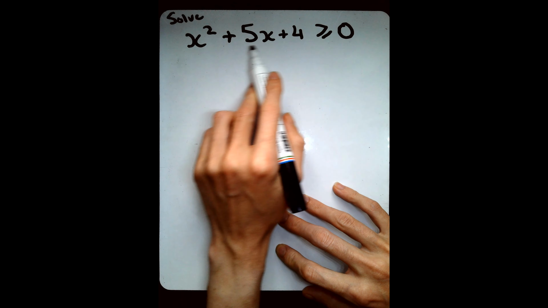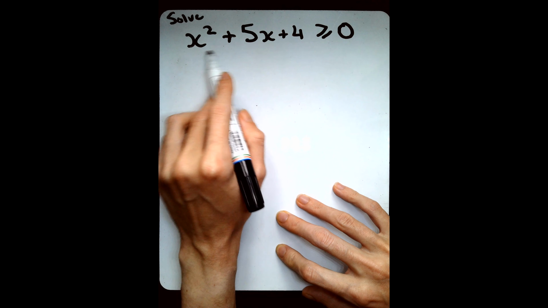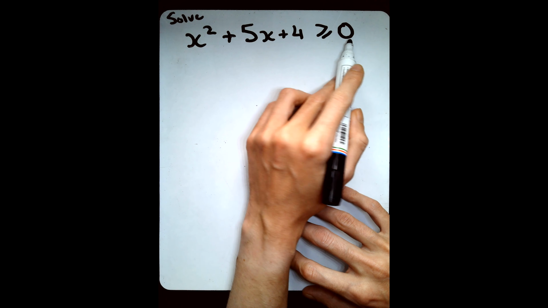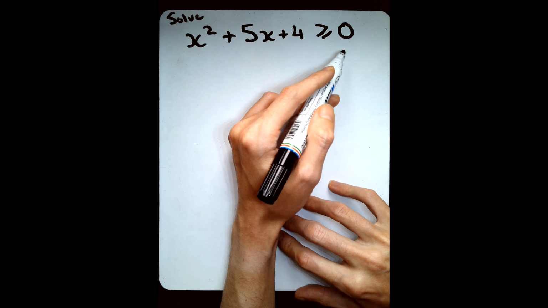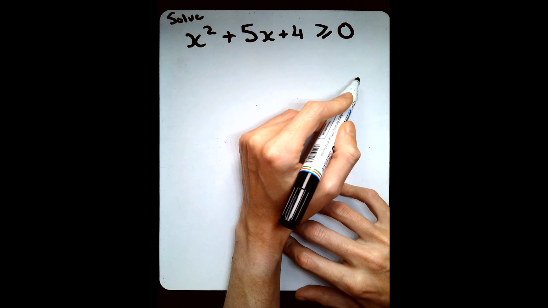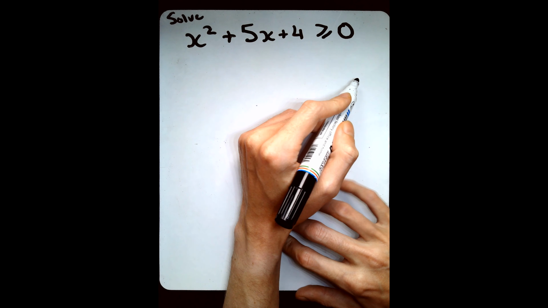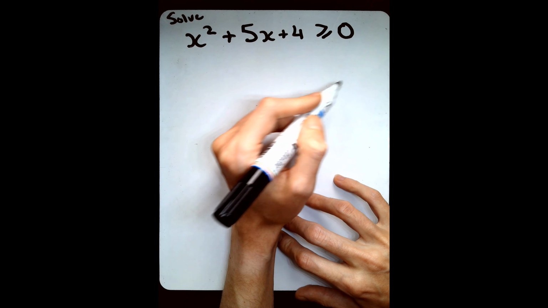So this question, we've got this quadratic here, x squared plus 5x plus 4 is greater than or equal to 0, and we want to know what x can and can't be. So the first thing we want to do here is think about what the graph is going to look like.